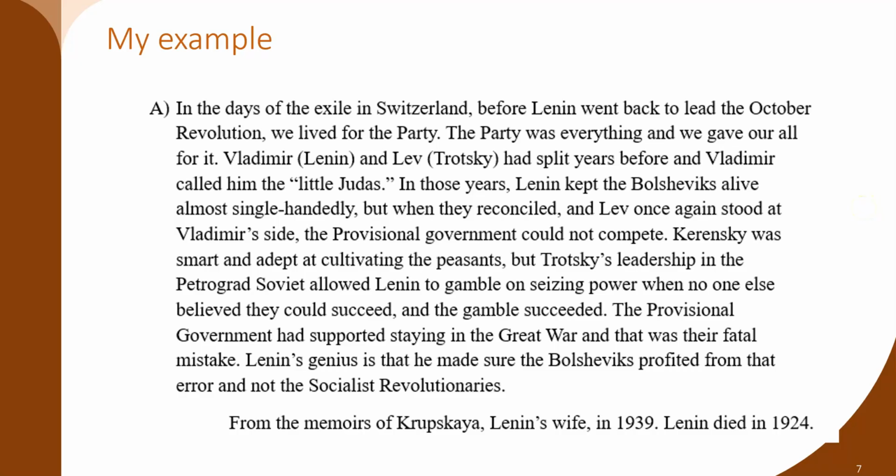Kerensky was smart and adept at cultivating the peasants, but Trotsky's leadership in the Petrograd Soviet allowed Lenin to gamble on seizing power when no one else believed they could succeed, and the gamble succeeded. The provisional government had supported staying in the Great War, and that was their fatal mistake. Lenin's genius is that he made sure that the Bolsheviks profited from that era and not the socialist revolutionaries.